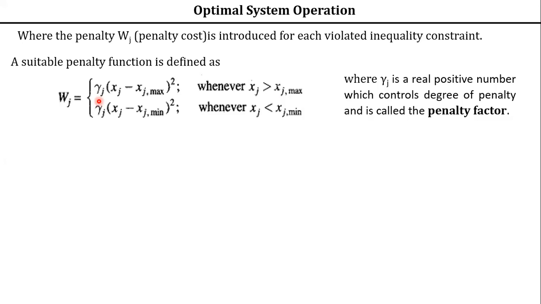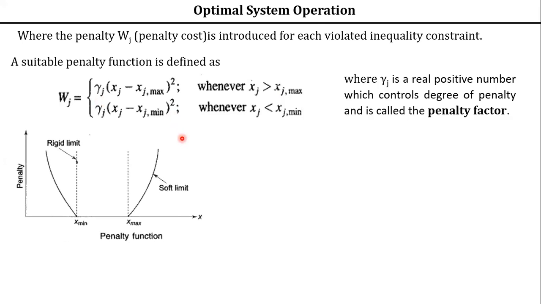The same explanation holds good that has been given for your alpha. You have to select an appropriate value of gamma j. Again, there are optimization methods which are available to select this gamma j. Now you see this graph. Let us take this one.